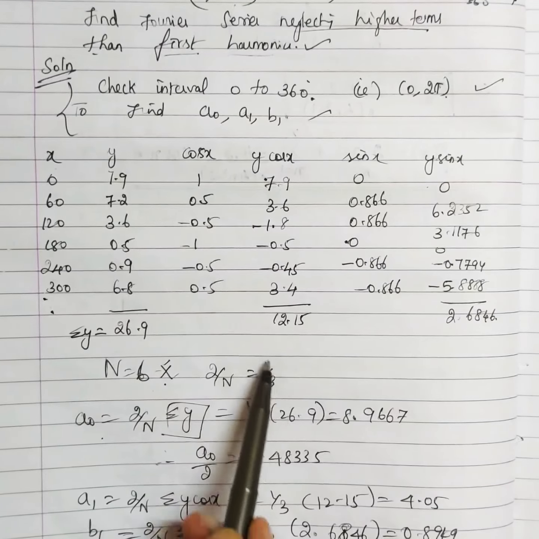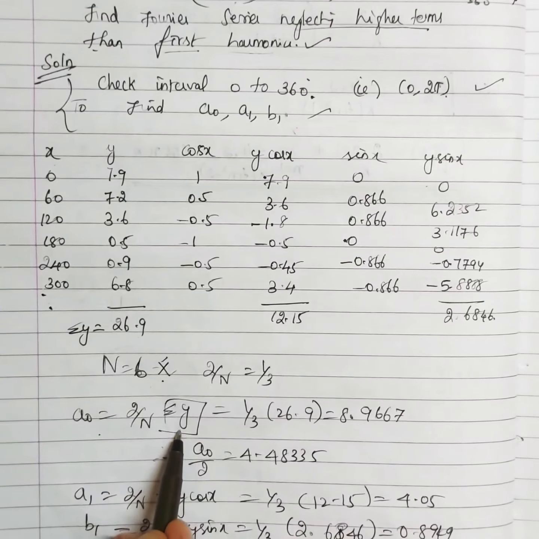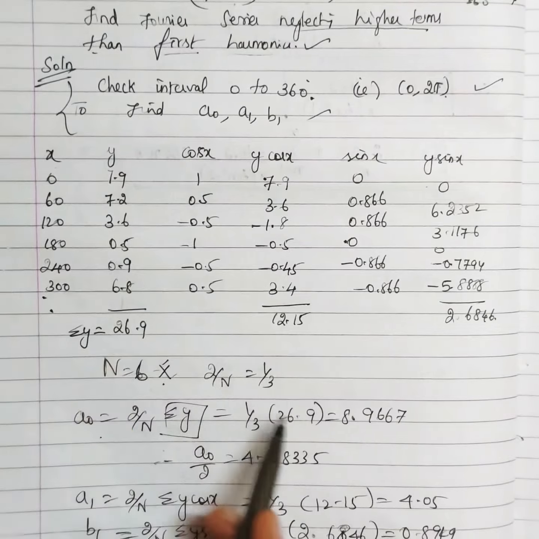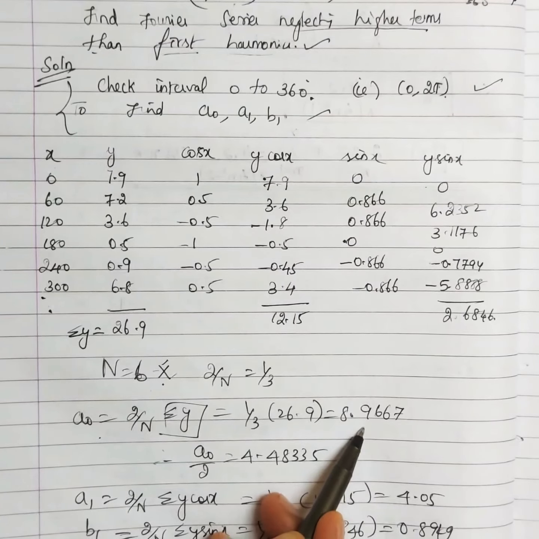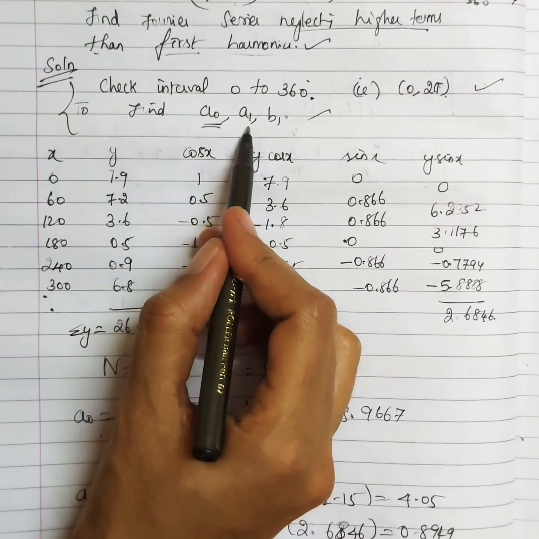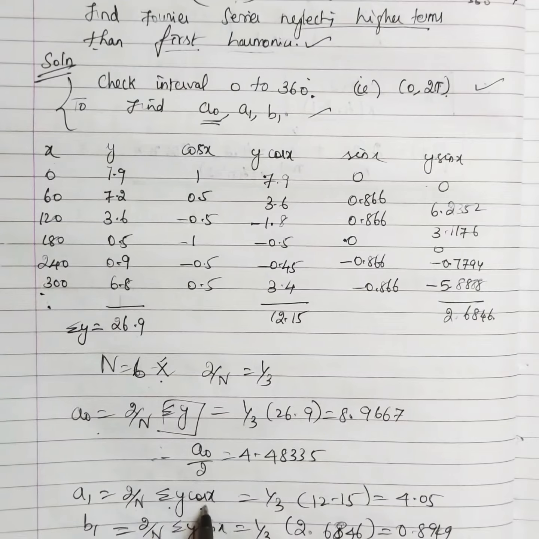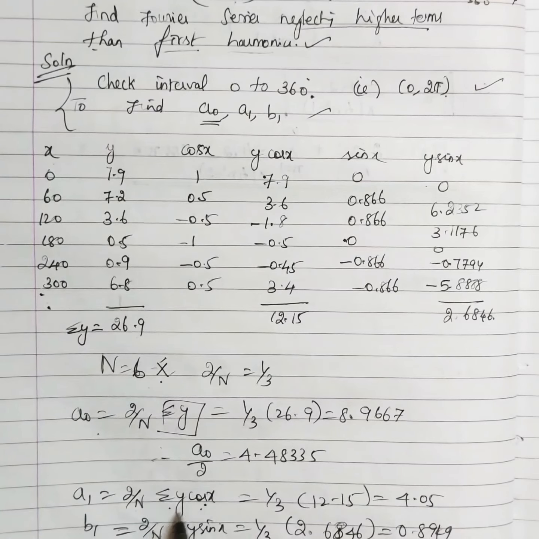So 2 by n is nothing but 1 by 3. So what is the formula for a0? a0 is 2 by n summation of y. 1 by 3 into the summation you have written. You got a0. You are done with this. a0 done. So now what do you want for a1? a1 formula is 2 by n summation y cos 1x. So what do you want? Summation of y cos x we want.